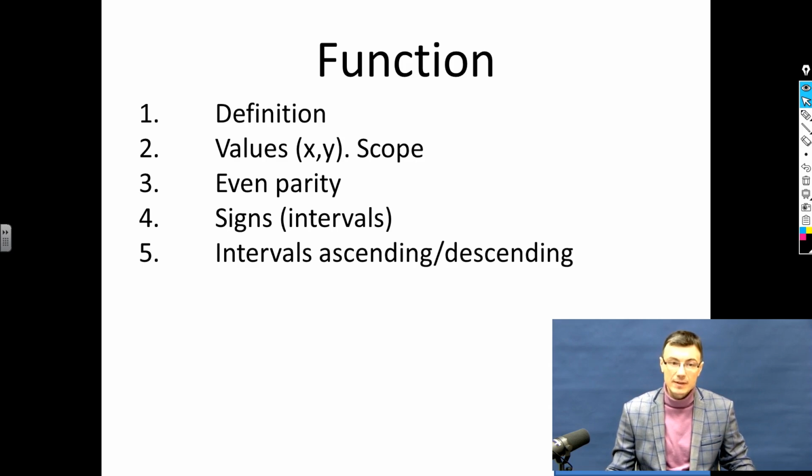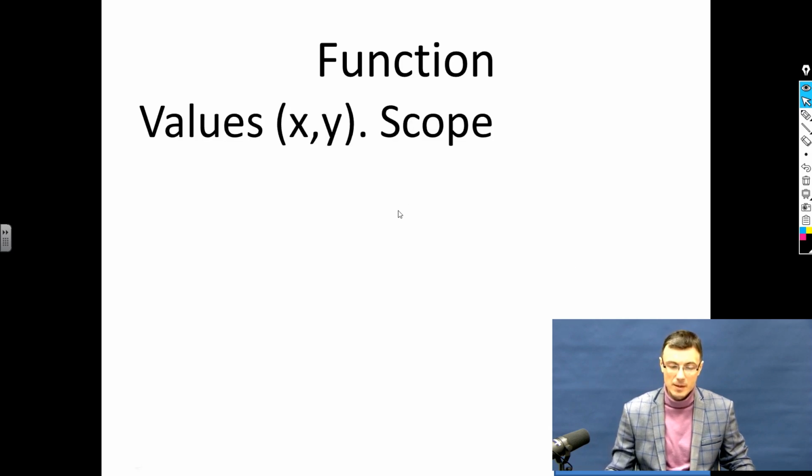We can study the scope, then even parity or oddity of a function, signs, intervals where they are constant, and the intervals of ascending and descending of a function. So the scope of a function characterizes the domain and codomain.